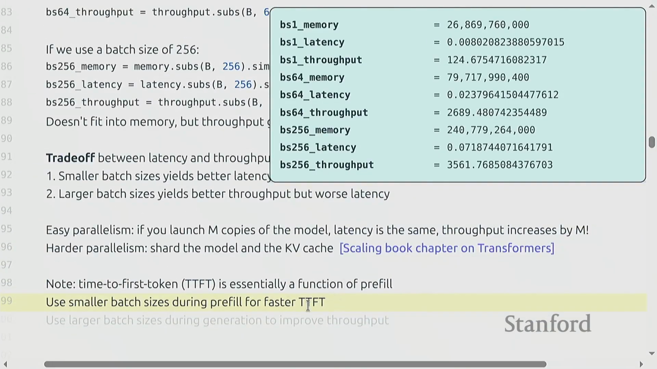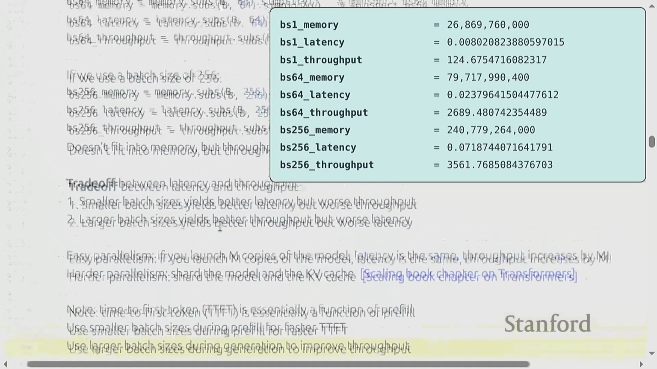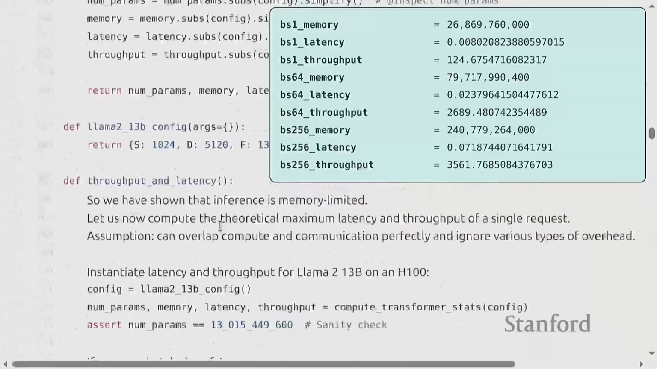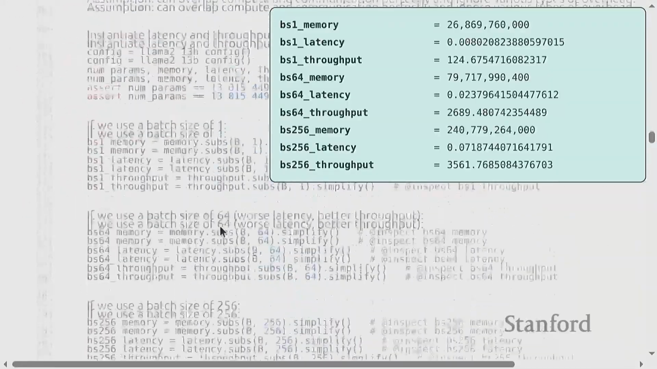You can improve it if you reduce the batch size still. But if you want to improve the throughput, you have to increase the batch size. Okay, so any questions about that? So this was on computing the throughput and latency.